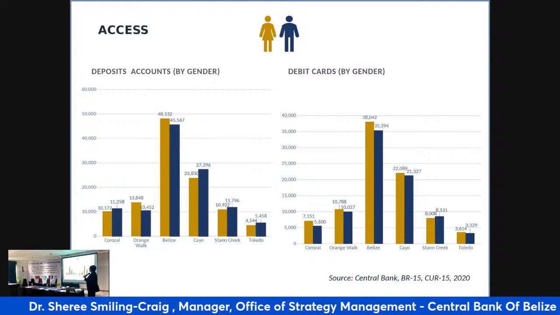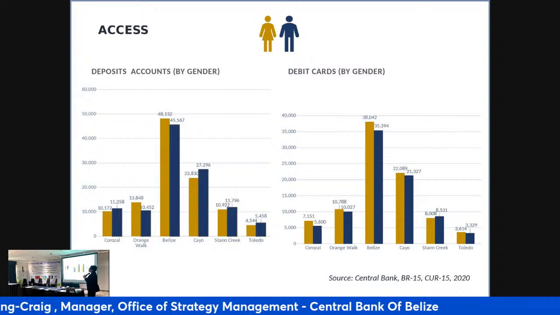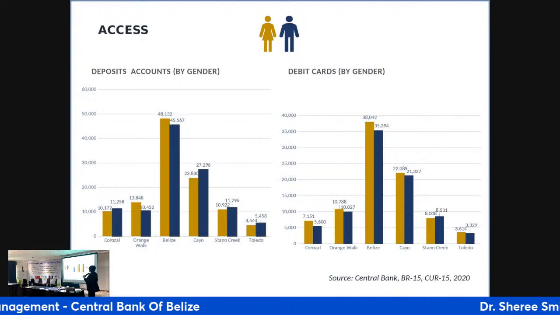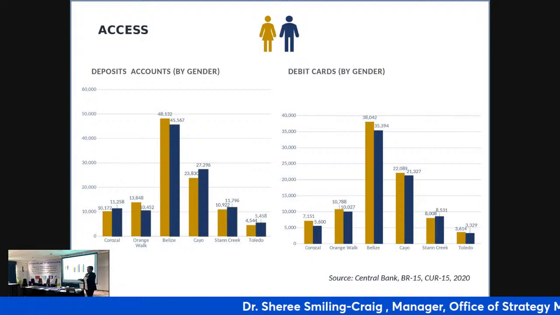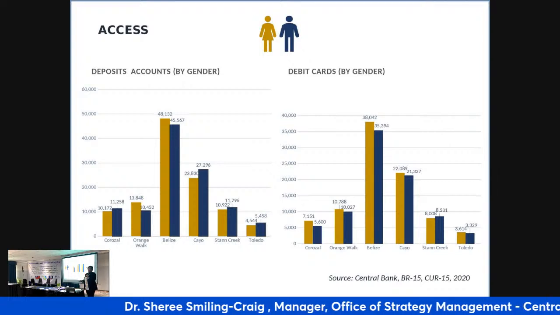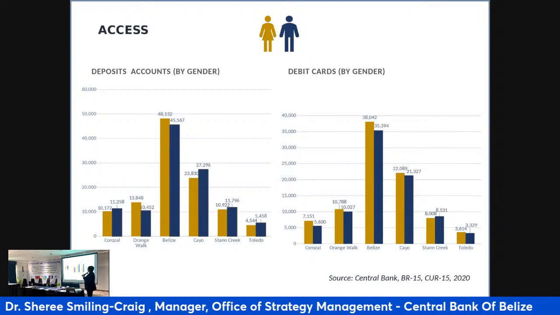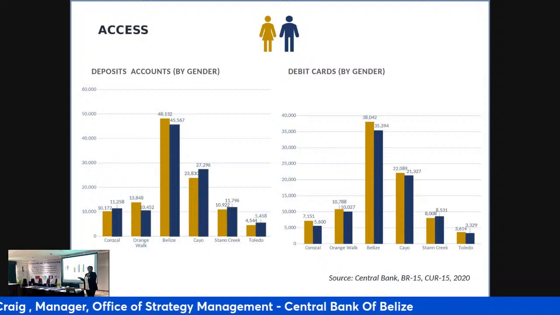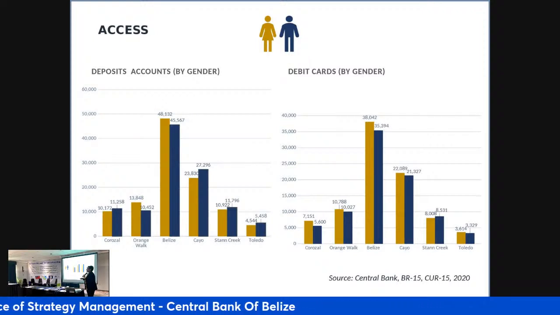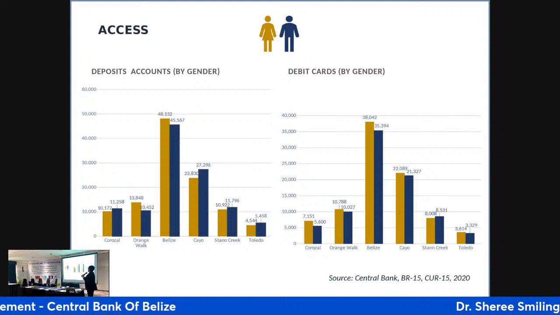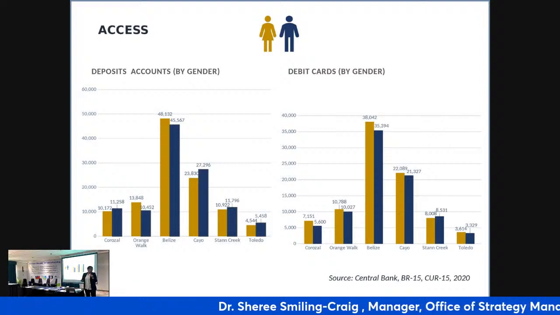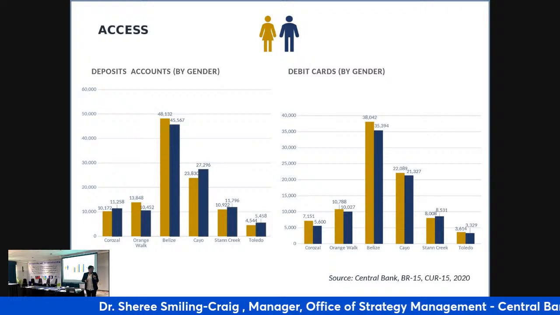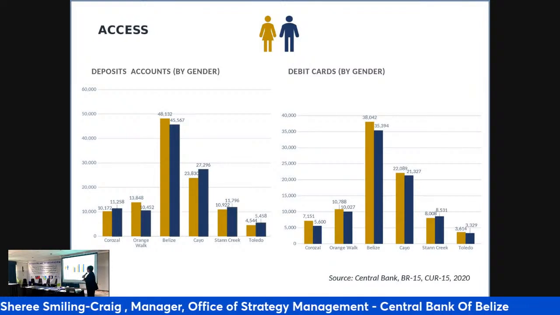All right, so when we look at usage now, we see account ownership on the demand side. These are now from the SIB survey and from the Global Findex data. The Global Findex had reported that women had more account ownership in Belize in 2014. Men have a slight edge, but it's not statistically significant, but men are opening more transaction accounts.